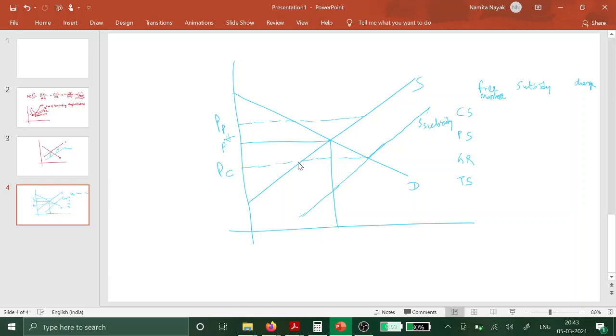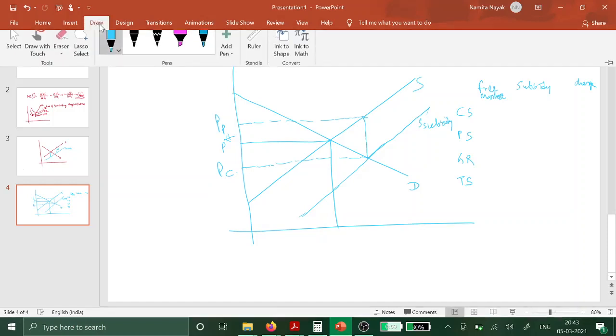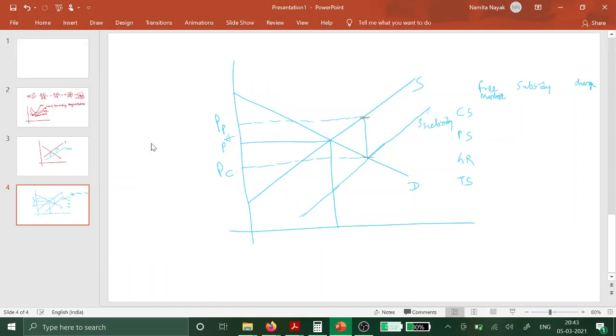When the producer is selling at a lower price, that means the consumer is getting a lower price. So PC is the price the consumer is paying. On top of that, this is the amount of subsidy that he is getting, the subsidy he will be receiving per unit. Now I'm just labeling these areas: A, B, C, D, and this is F, G, H, and this is E. This is your earlier quantity, and this is your quantity with subsidy.